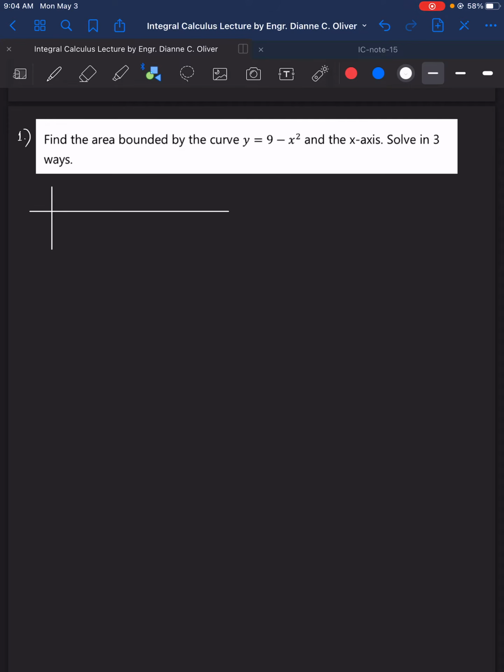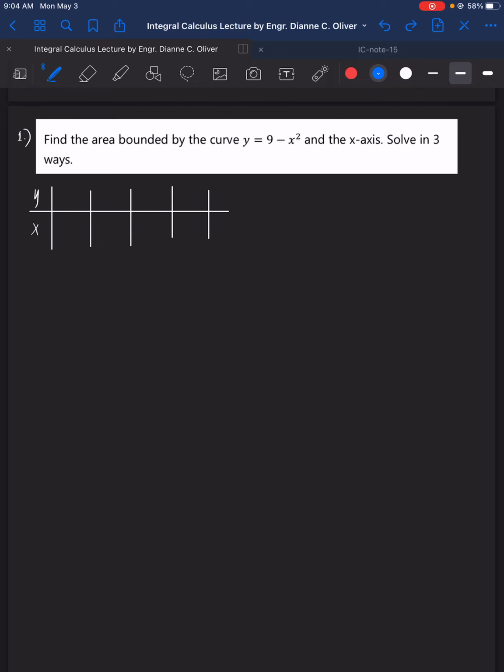So if we have here the y and the x, using the equation here, y is equal to 9 minus x squared.